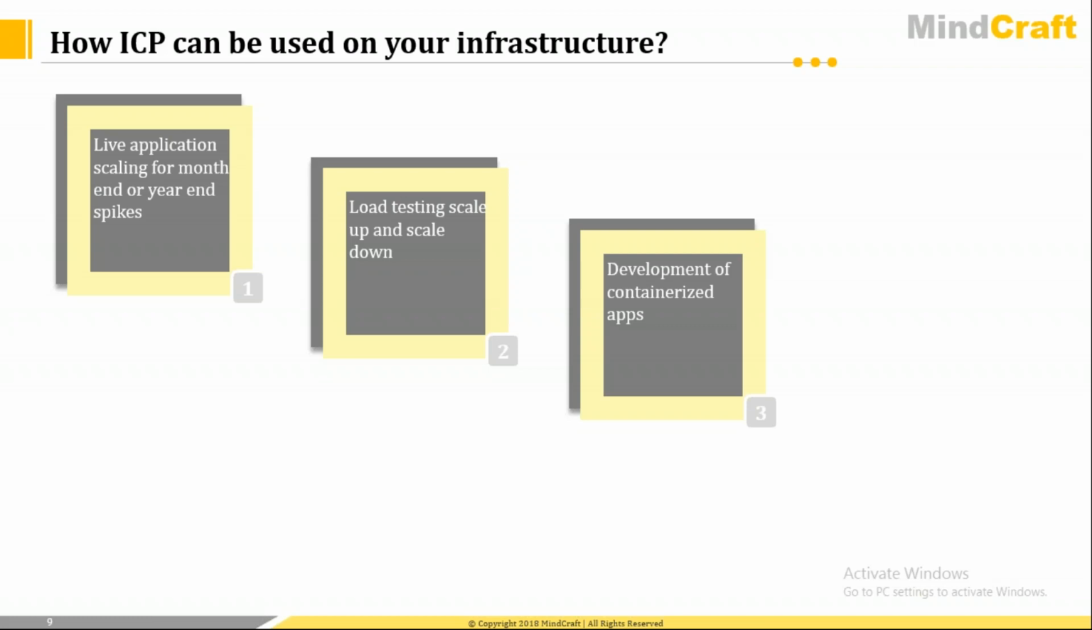Typically, any live application will have month-end or year-end spikes, typically during batch loadings, or load testing scenarios, wherein an application needs to be load tested. So for load testing, you can scale up and down based on your requirements, such as CPU, memory, and other resources. It can be used for deployment of containerized applications. You can develop containerized apps and deploy and run them on ICP.